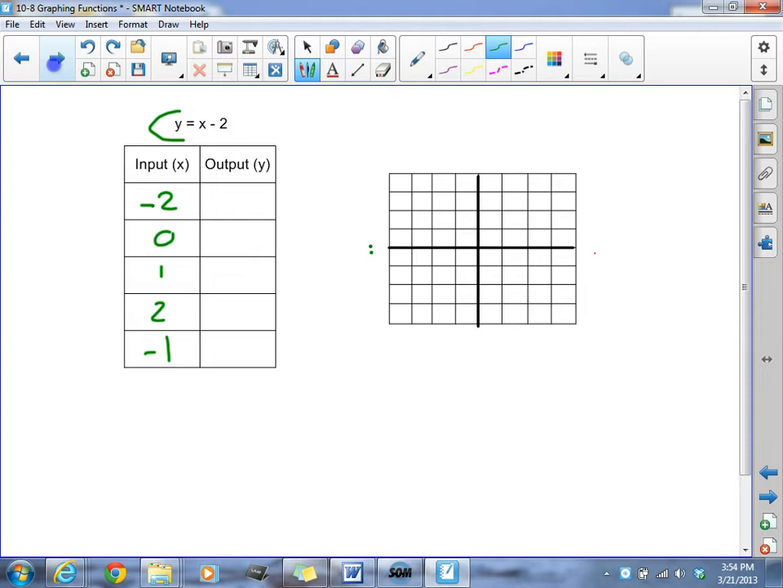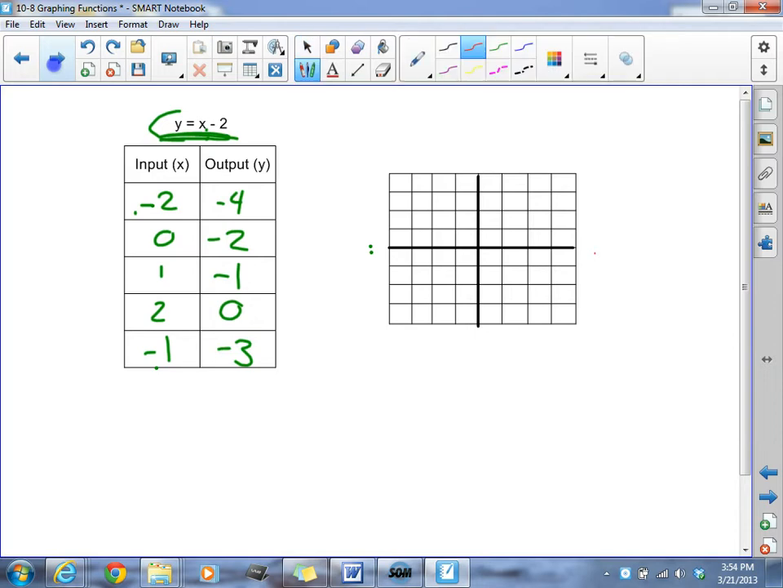Let's work this out then. Negative 2, put it in my formula right there. Negative 2 minus 2 is going to be negative 4. 0 minus 2, I'm going to get negative 2. Put 1 in there. 1 minus 2 is going to be negative 1. Put a 2 in there, I'm going to get 0. 2 minus 2 is 0, obviously. And then negative 1 minus 2 is going to be negative 3. So there you go, ladies and gentlemen.